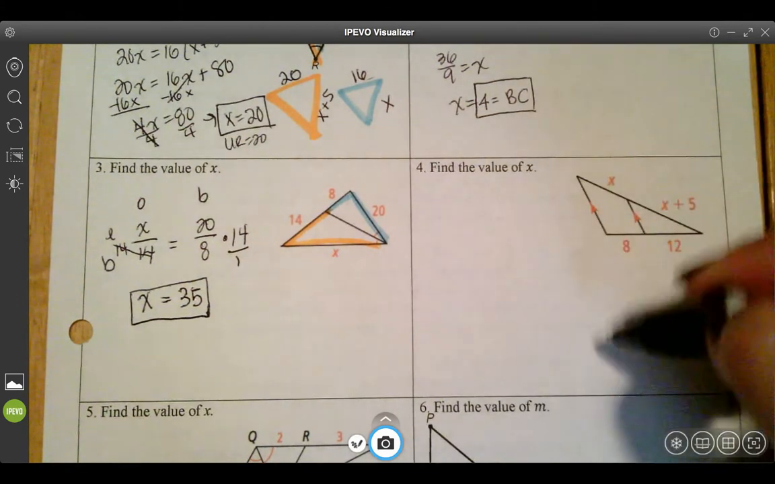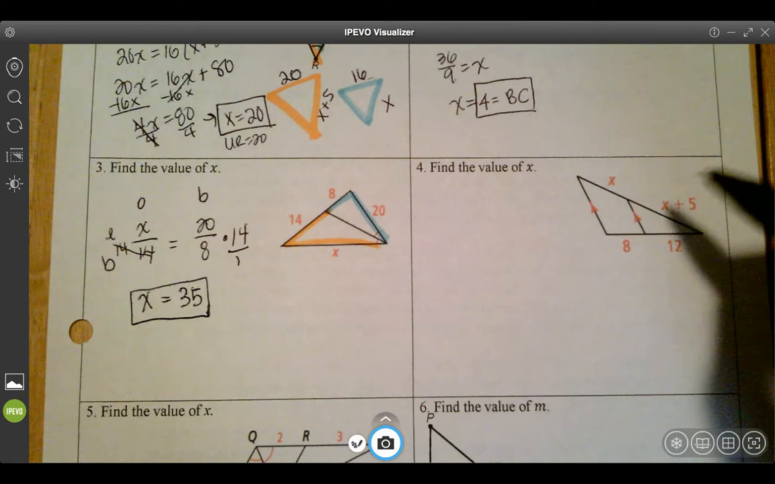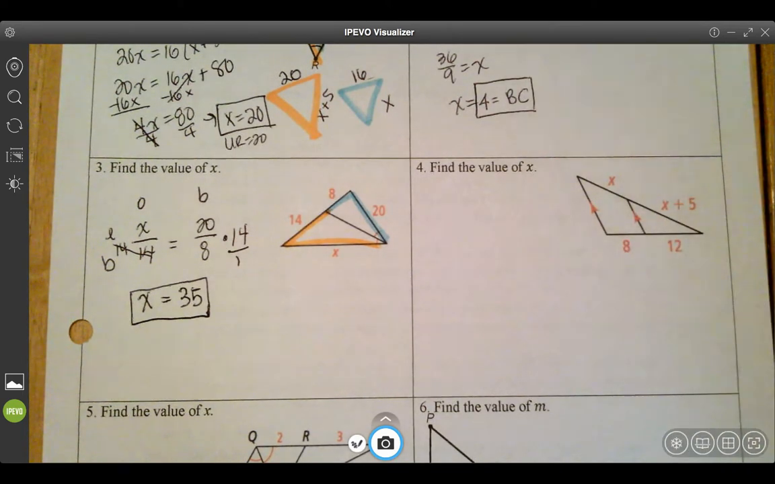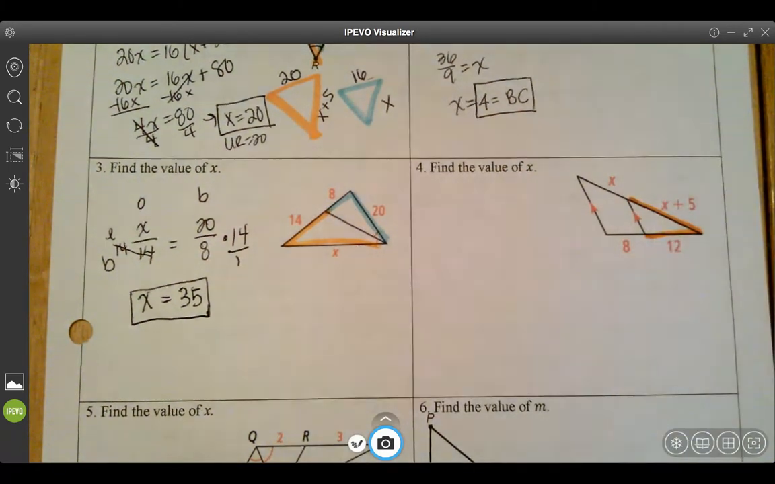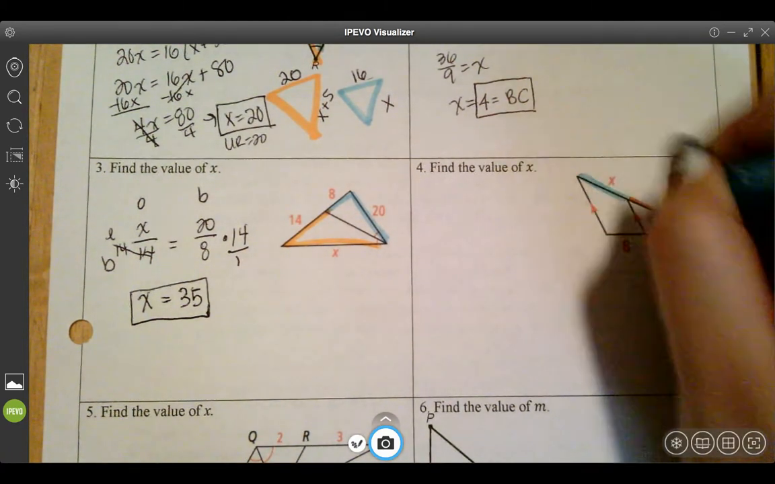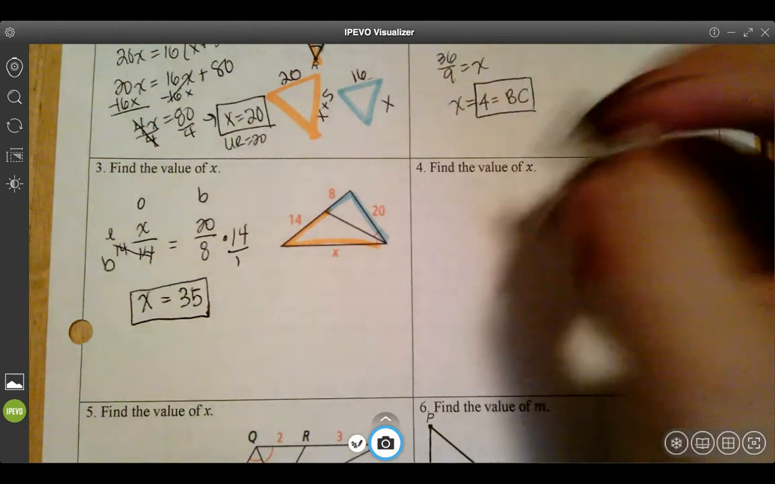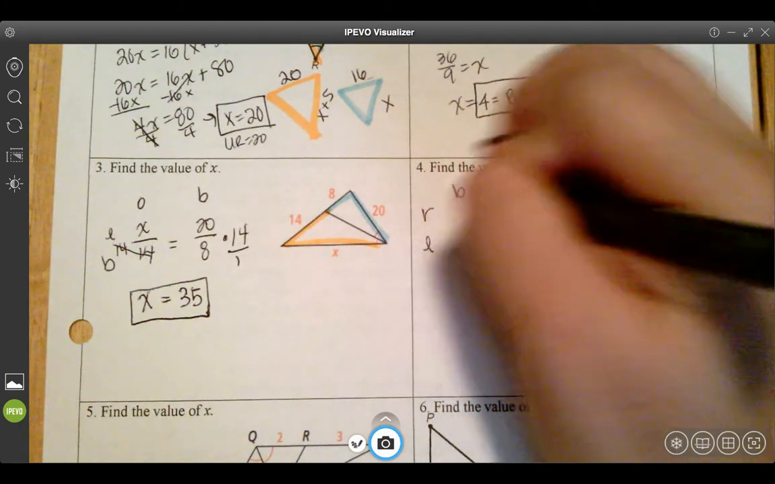Try number 4. So this time we're solving for x. I have parallel lines, so that tells me we can use the side splitter. So I say here is one pair of sides, and then on the other side of the parallel lines, here's the second pair of segments that we're going to use.